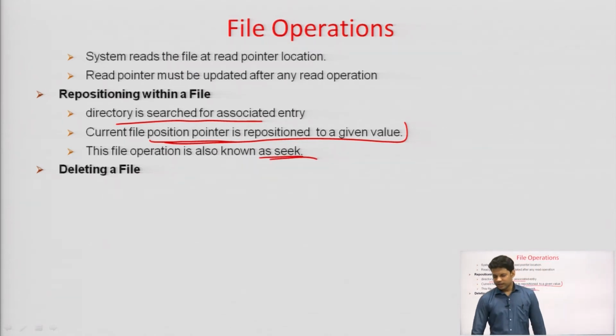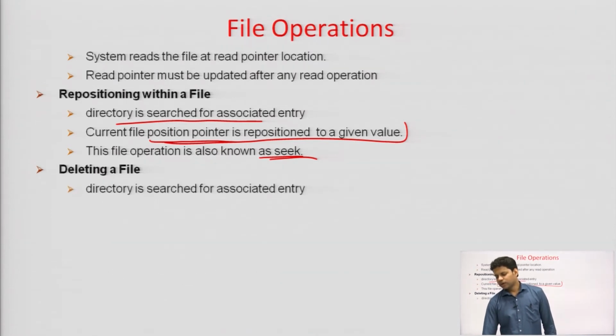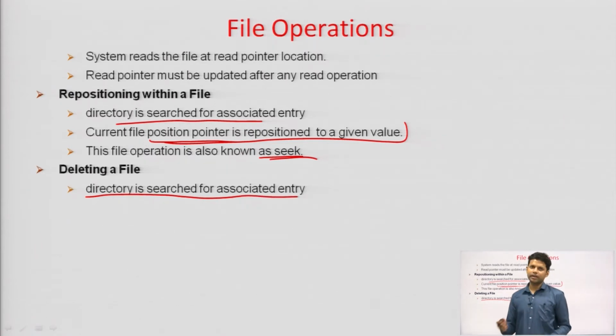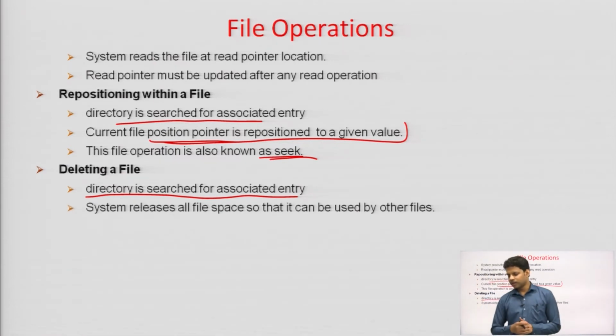Okay, now the next is deleting a file. We always delete some files which we have used, some unused files, like temporary files or any that are automatically created. We generally delete the temporary files. Okay, so deleting a file, what happens? The first task is the same: directory search for the associated entry with the specified file name and the pointer. The system releases all file space so that it can be used by other files.